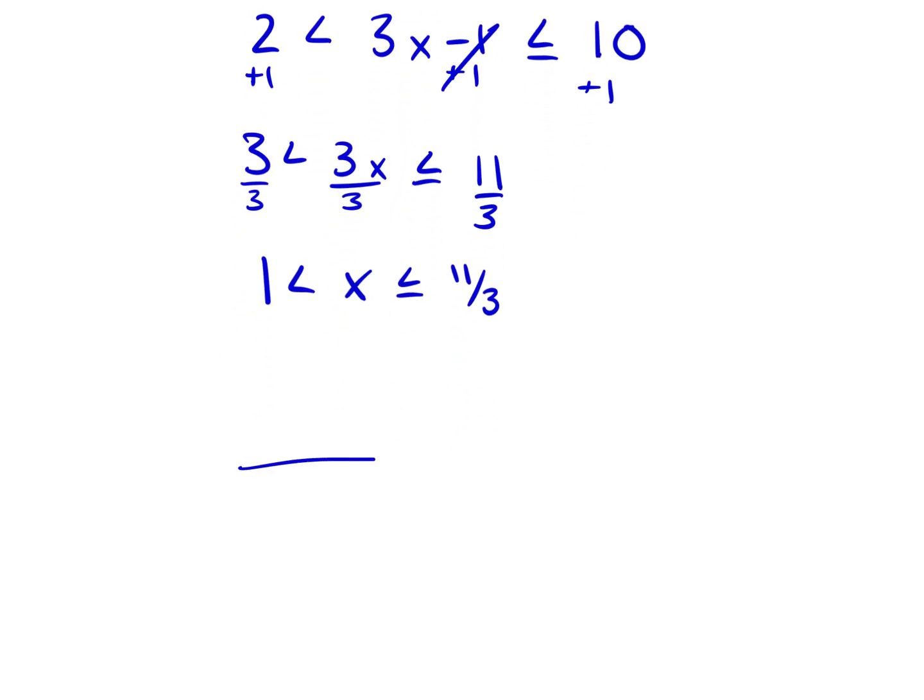Now when we put this on the number line, what's smaller? 1 is smaller, so 1 will come first, then 11 over 3. At 1, do we put an open or closed circle? Open. At 11 over 3, do we put an open or closed circle? Closed. What's a number in between 1 and 11 over 3? 2. So let's test 2.